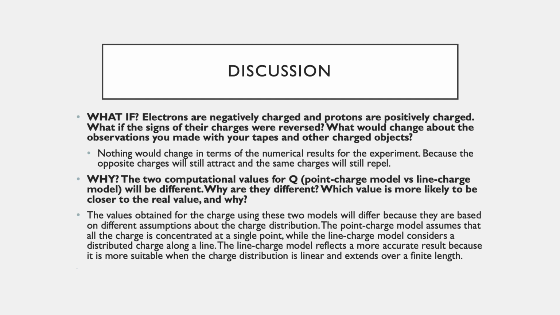To answer the why question, I said that because these two models are based on different assumptions about charge distribution, the values obtained are obviously going to differ. The point charge assumes that all the charge is concentrated at one single point, while the line charge model considers a distributed charge along the line. In this case, the line charge model reflects a more accurate result because it is more suitable in this situation where the charge distribution is linear and extends over a limited length.